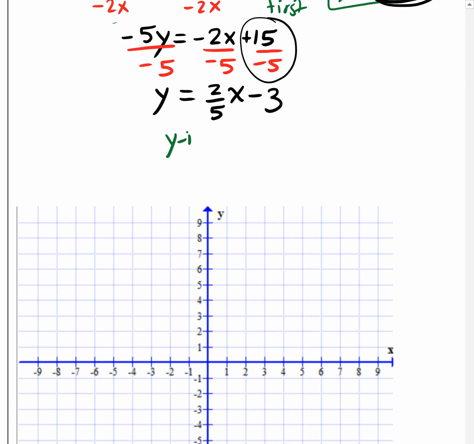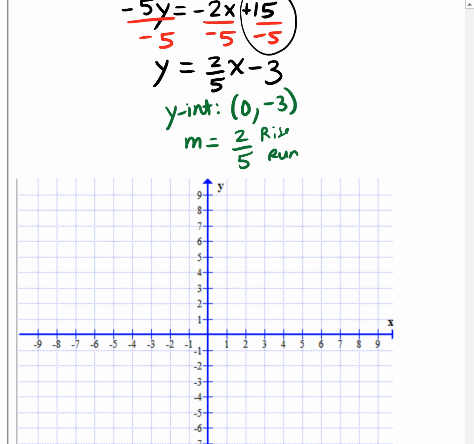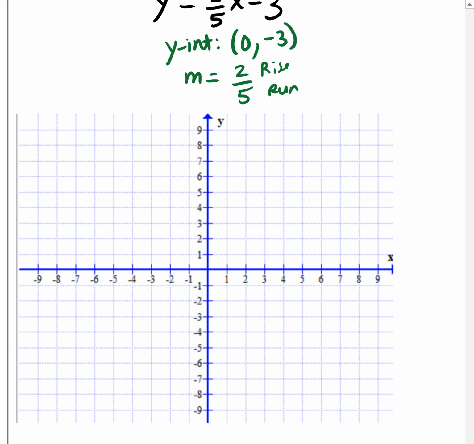b. The y-intercept must be (0, -3). And the slope must be the coefficient of x, so 2/5. That's the rise and the run. So let me start with the y-intercept. (0, -3), that's down here. Then from there I'm going to rise 2, that's up because it's positive. And then run 5, that's to the right because that's also positive.